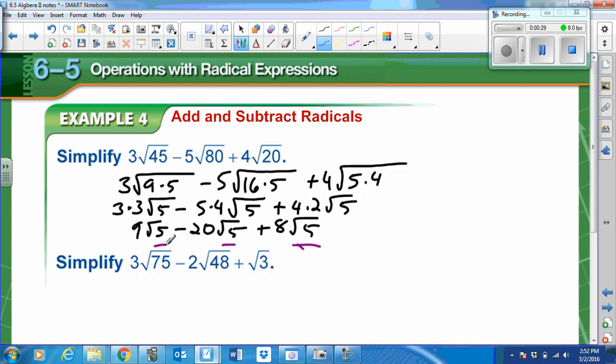And so you look at 9 minus 20. 9 square root of 5 minus 20 square root of 5, and that's actually negative 11 square root of 5 plus 8 square root of 5. And notice how I'm not changing what's underneath the radical at all. That's always going to stay exactly the same. And then we have negative 11 square root of 5 plus 8 square root of 5, so we're going to get negative 3 square root of 5.